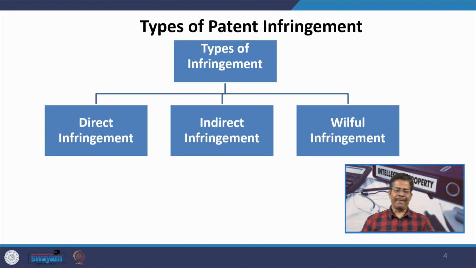After understanding this basic characteristic of IP with respect to infringement, the three very important types of infringements which you can find in literature, that is direct infringement, indirect infringement and willful infringement. So, let us see what are these different types of infringements.